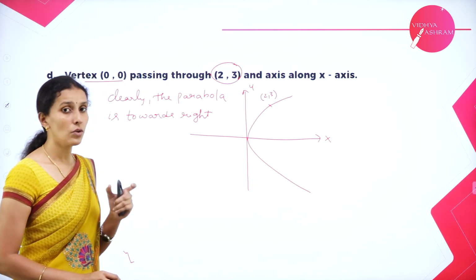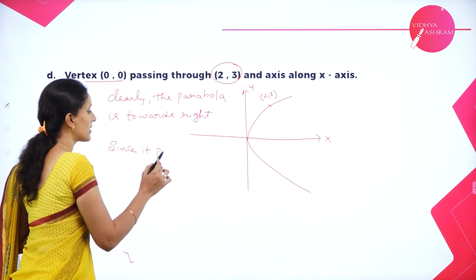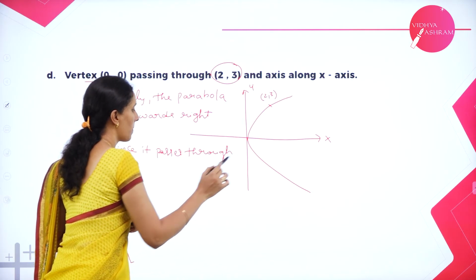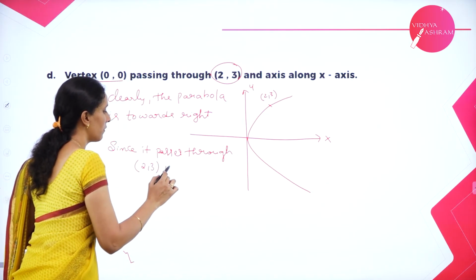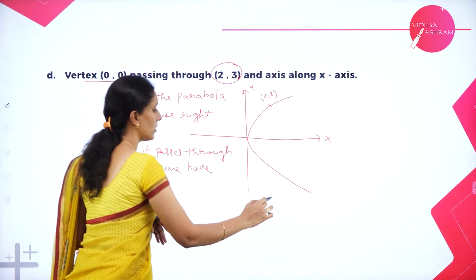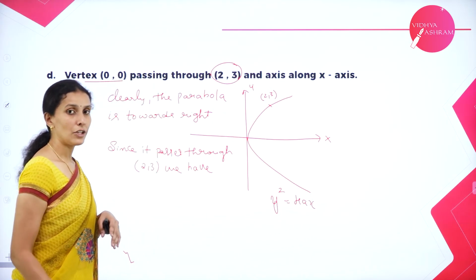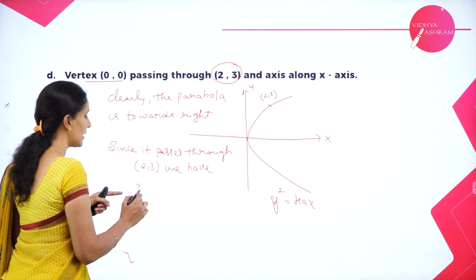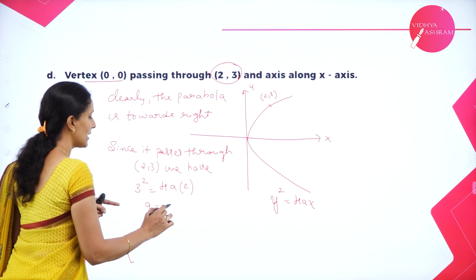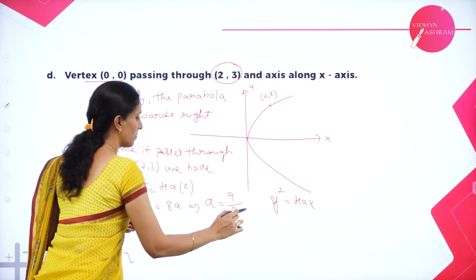So we get the general equation is y square is equal to 4ax. But we don't know the value of a. We can find the value of a since it passes through 2, 3. We have y square is equal to 4ax. We can substitute the value of y and x. So we get 3 square is equal to 4a into 2. So we get 9 is equal to 8a. So this implies a is equal to 9 by 8.